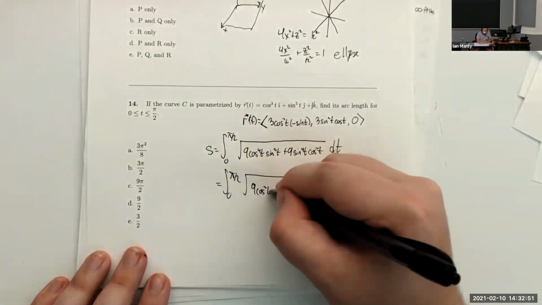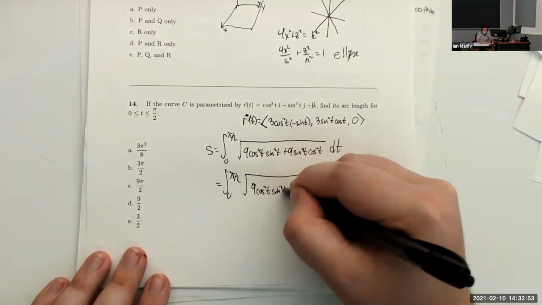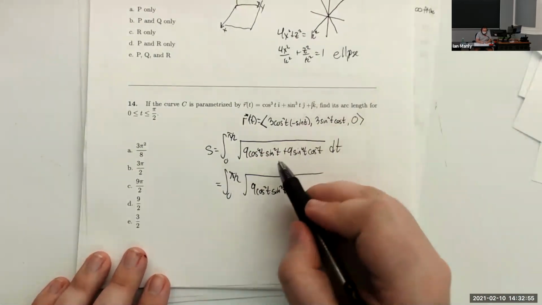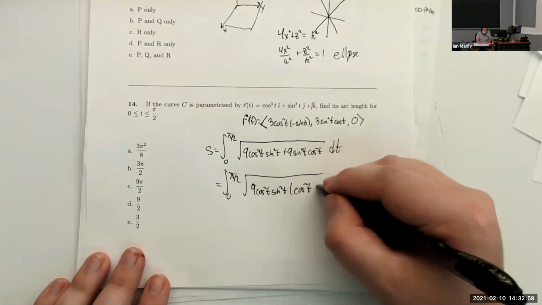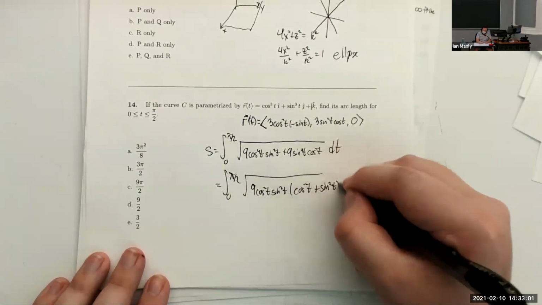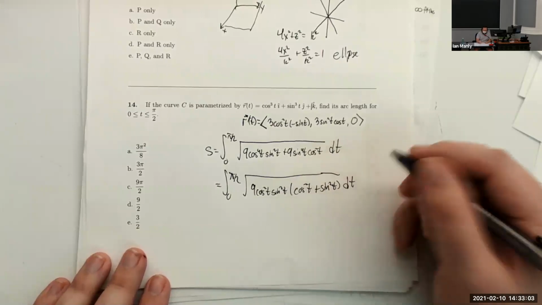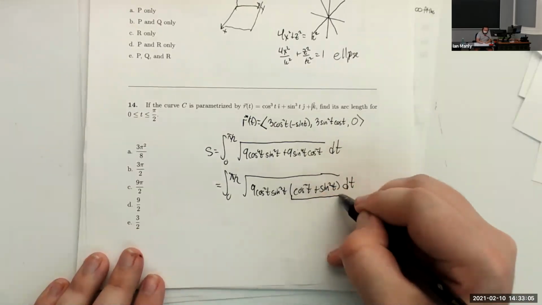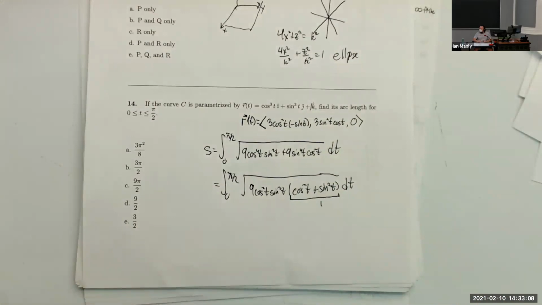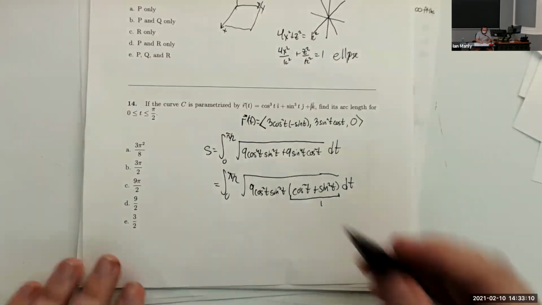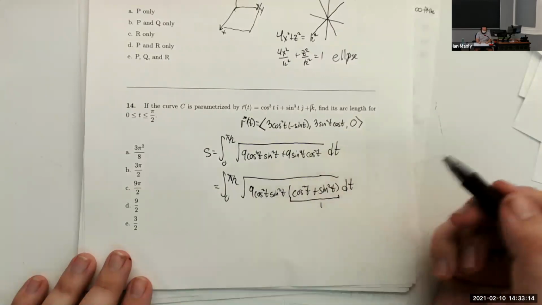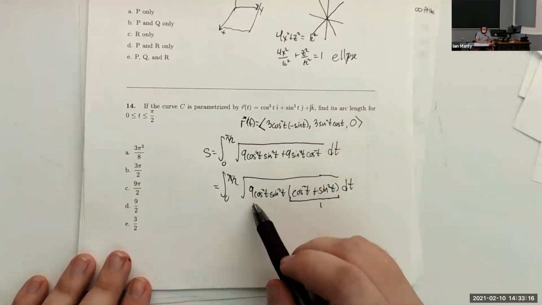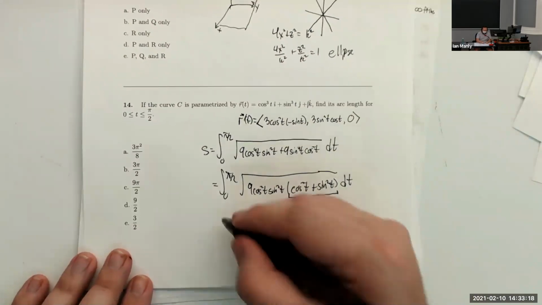9 cosine squared sine squared. And then what's left over? Well, let's see. We have a cosine squared left over here. And then we have a sine squared left over here. I think we all know what this means. This is a very fancy way of writing 1. So we were able to simplify this by factoring here. So this is 1. This is going to go away because it's multiplied. And then I'm going to do the square root of 9 cosine squared sine squared.